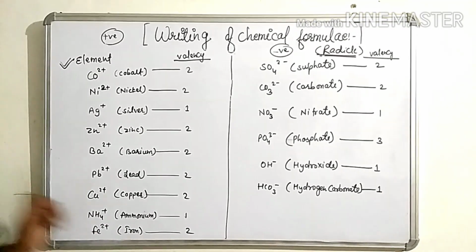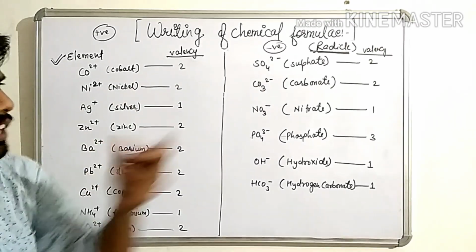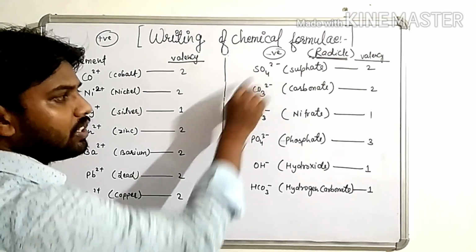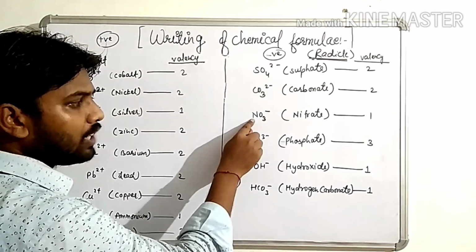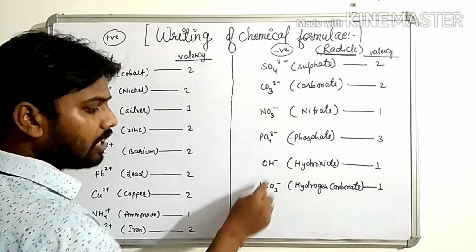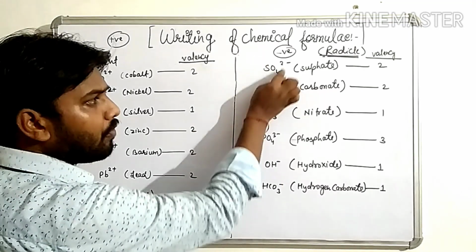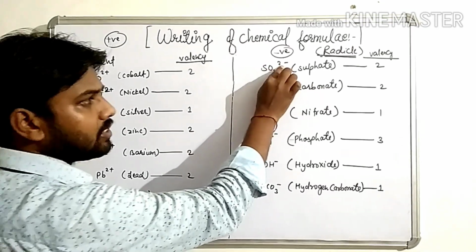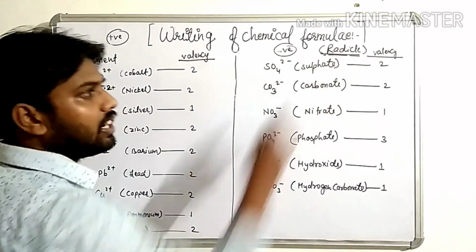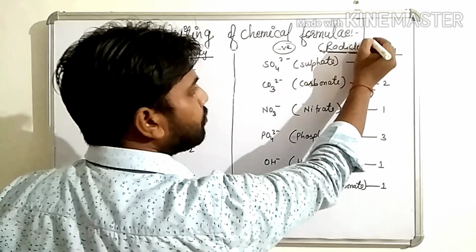But when a group of atoms contains charge, for example, sulfur and oxygen, carbon and oxygen, nitrogen and oxygen, phosphorus and oxygen, oxygen and hydrogen, hydrogen, carbon and oxygen. So if a group of atoms contains charge, this will be a radical. Clear, children? And it is also called polyatomic ion.